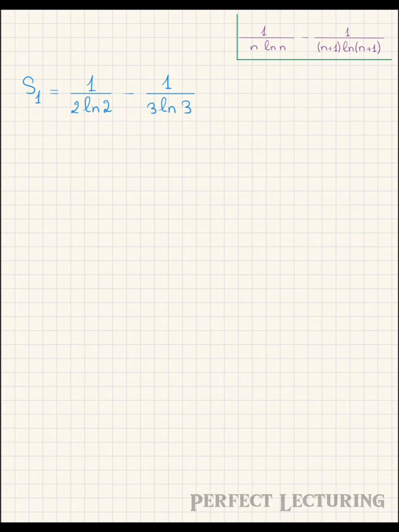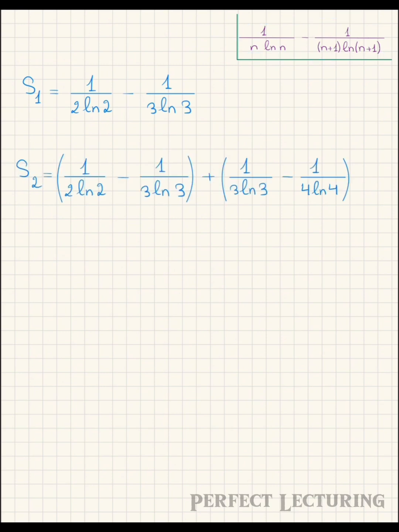What about the second partial sum? Well, it's this term replacing n by 2, plus again this term with replacing n by 3. So we get this. S_3 is the same concept, and so on. Thus, the nth partial sum is the following.